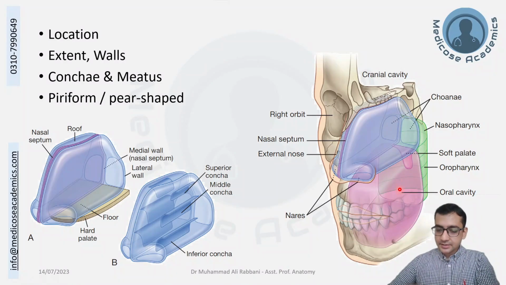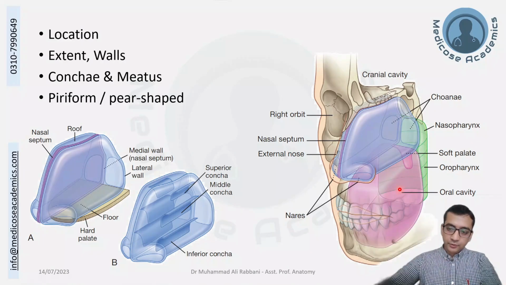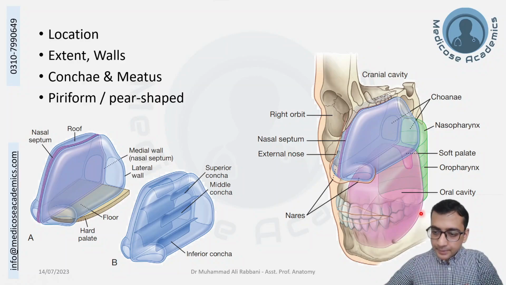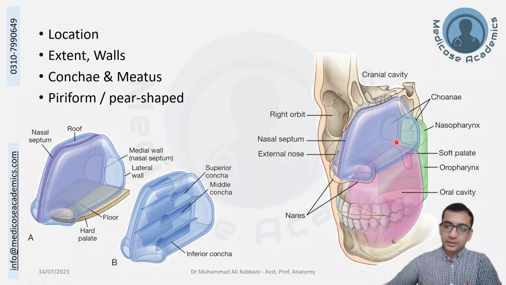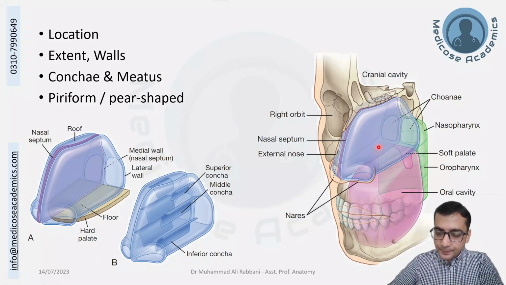If you can see the nasal cavity, it's lying on the top of the oral cavity. In the pink, there is an oral cavity. Above, in purple, the nasal cavity is shown. It is present beneath the cranial cavity, below the cranial cavity, and above the oral cavity.